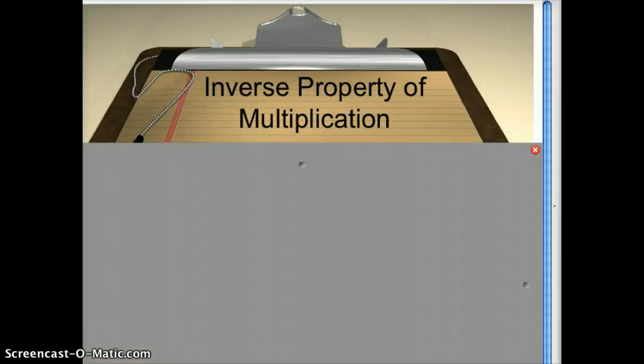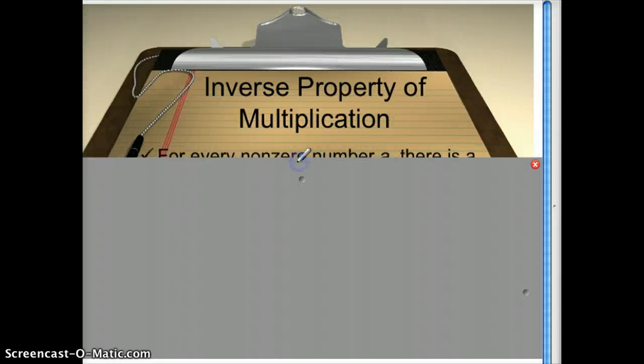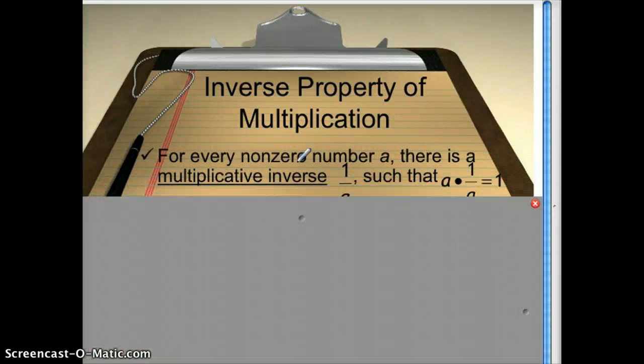Okay. The inverse property of multiplication, it's similar to the inverse property of addition, where when you add a number and its opposite, you get 0. When you multiply a number by its multiplicative inverse, we get 1. So this is a property. For every non-zero number a, there is a multiplicative inverse, 1 over a, such that you do a times 1 over a, and you always get an answer of 1.